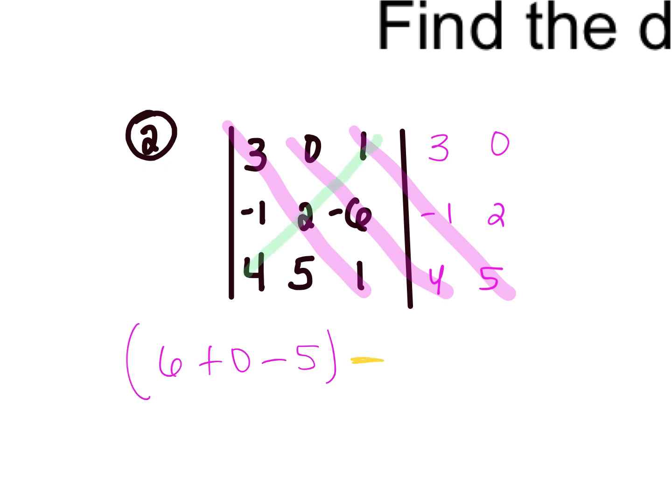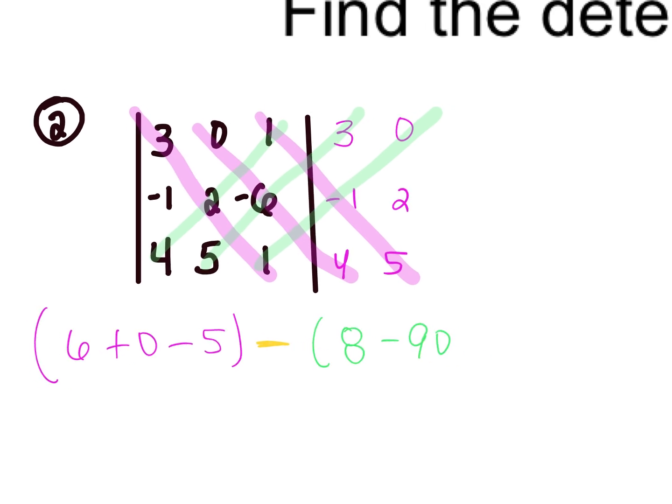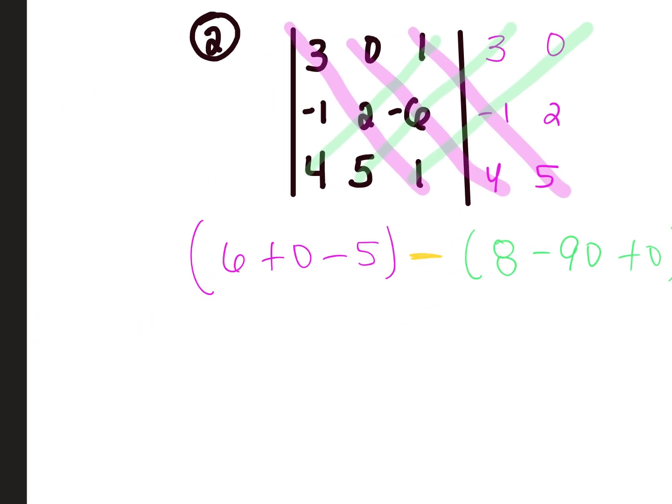Now let's identify our 3 minors. It's this, this, and this. So I have 4 times 2 times 1. 8, good. 5 times negative 6. Negative 30 times 3. Negative 90. And then I have 1 times negative 1 times 0. 0. So now let's simplify.